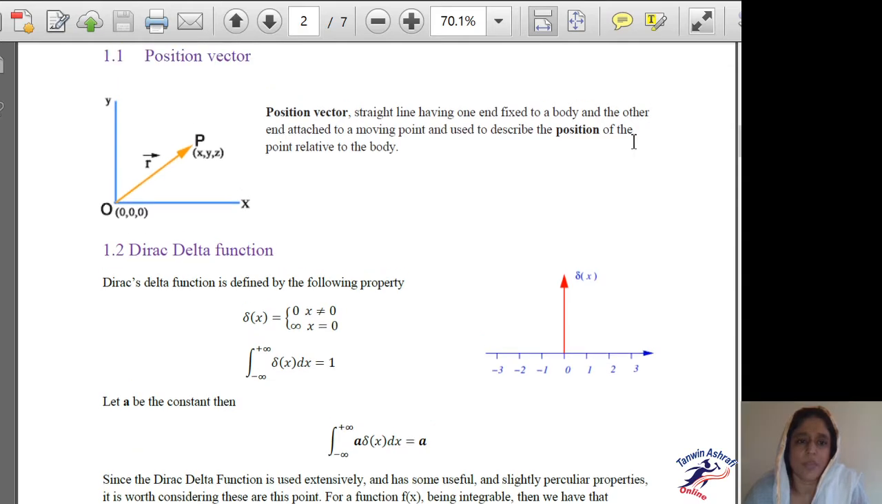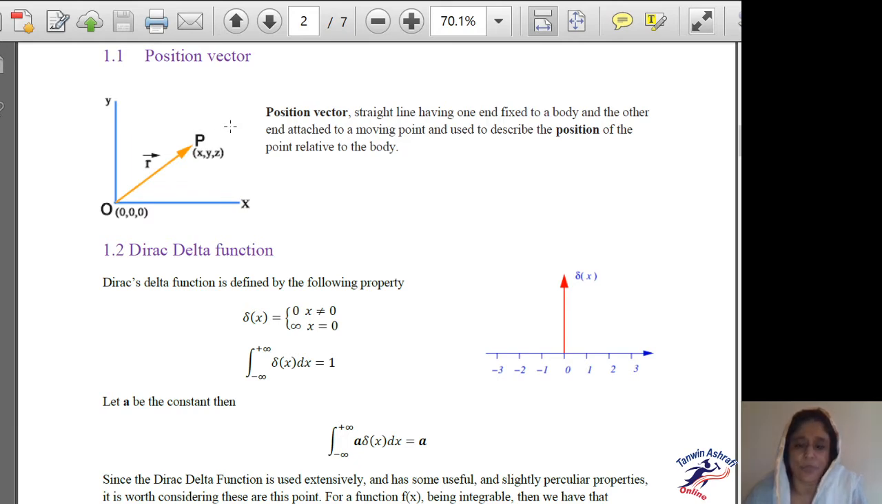Position vector. Let a point P exist in a Cartesian coordinate system. Then its position with respect to the origin O is called the position vector r cap. This position vector has magnitude equal to the length from O to P, and the direction from O to P.